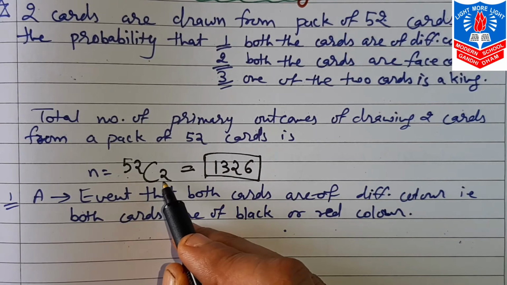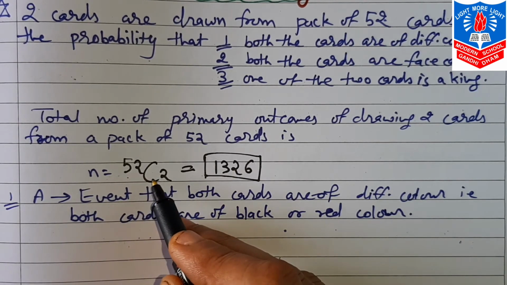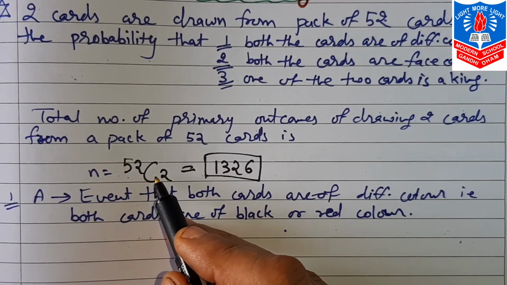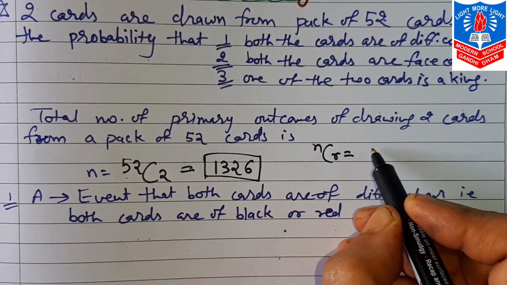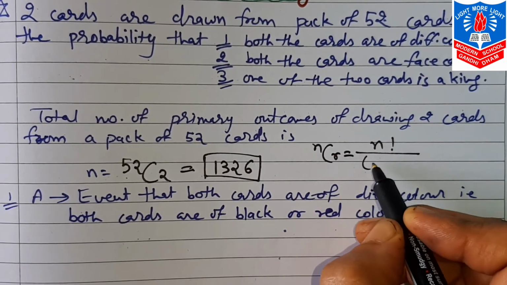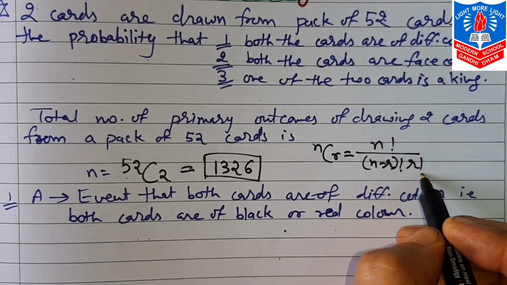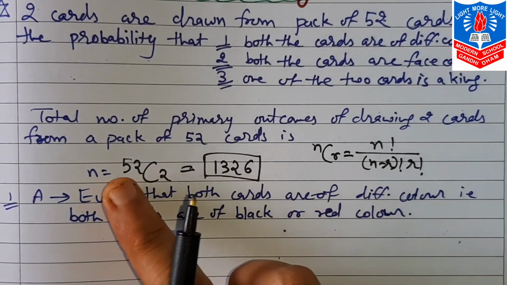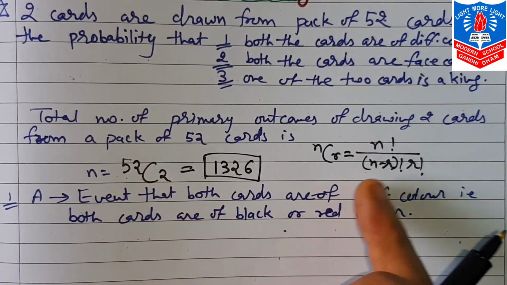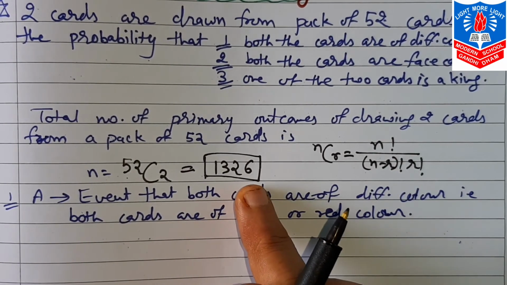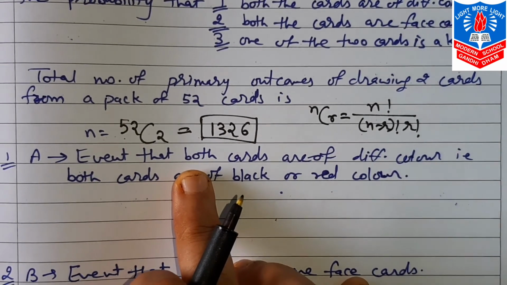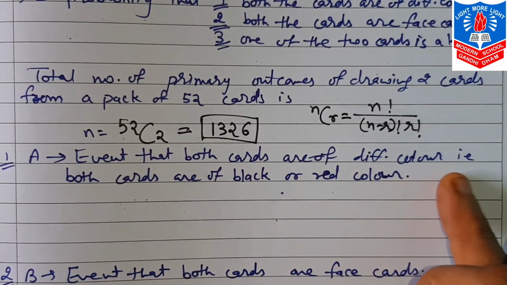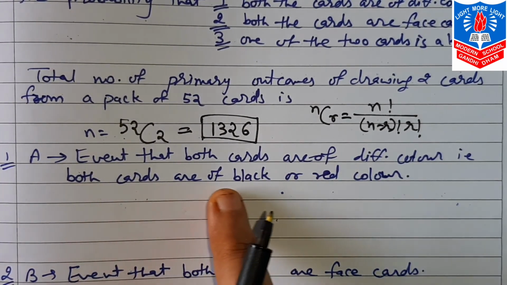Do you remember how we find this combination? You have already done it in 11th standard. Still, if I give you the formula, nCr is equal to n factorial upon (n minus r) factorial into r factorial. Put these values, 52 is n, r is 2. You can use it and you will get 1326.